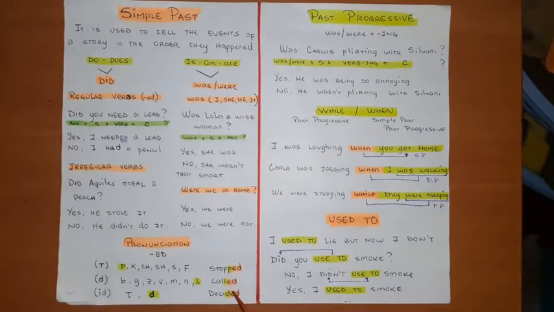And the last example is going to be decide. As you can see, decide finishes with the letter D. And here we have D. So the pronunciation of the ED is going to be like an ID. So we have to say decided.